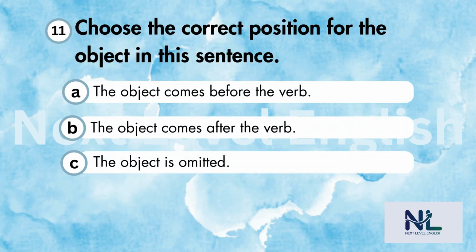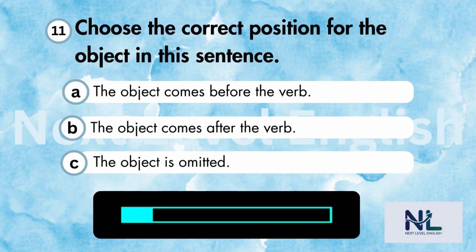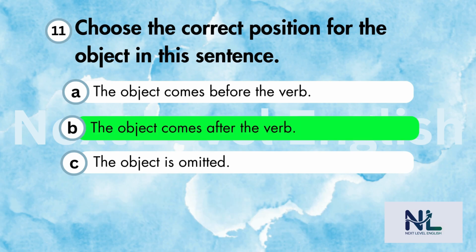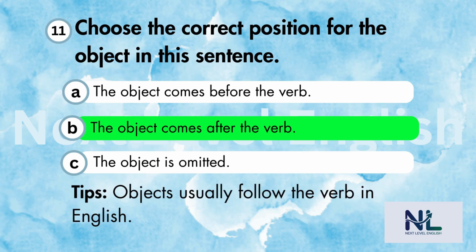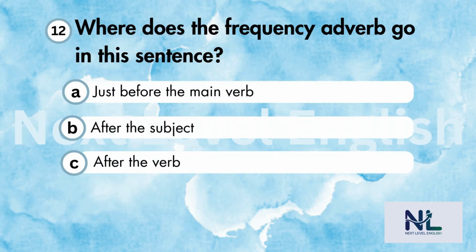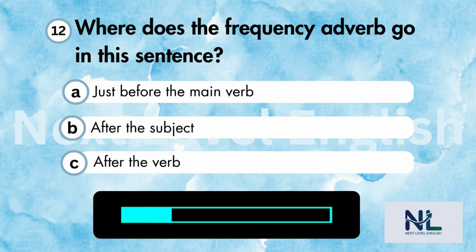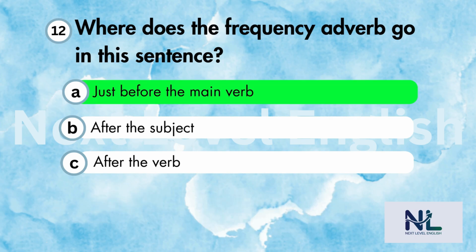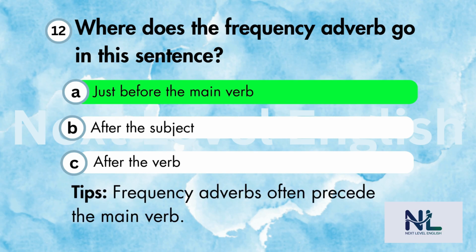11. Choose the correct position for the object in this sentence. Object comes after the verb. Tips: objects usually follow the verb in English. 12. Where does the frequency adverb go in this sentence? Just before the main verb. Tips: frequency adverbs often precede the main verb.